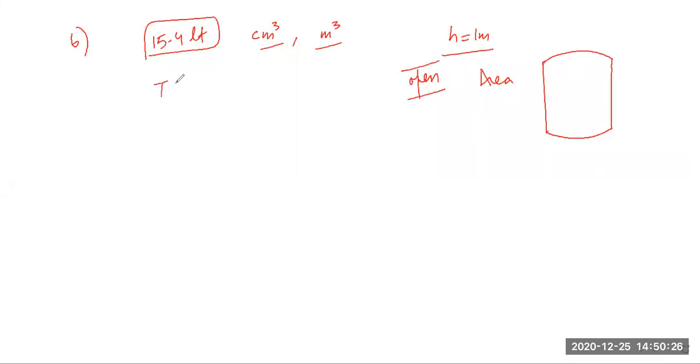Now, can anyone tell me what will be the total surface area? Yes, Mansimrat. 2 pi r into r plus h. Is it right? So it will be 2 pi rh plus 2 pi r square. Yes, it's correct. This is the total surface area, right?